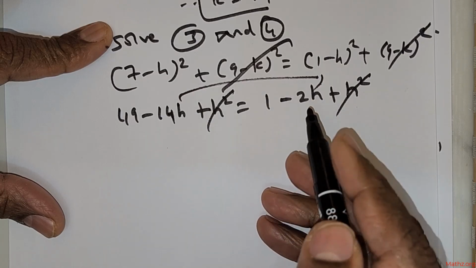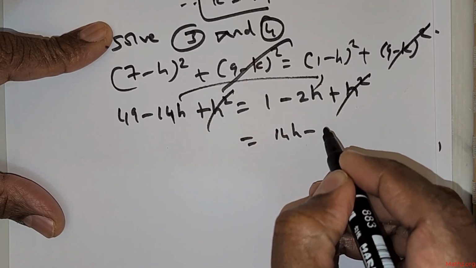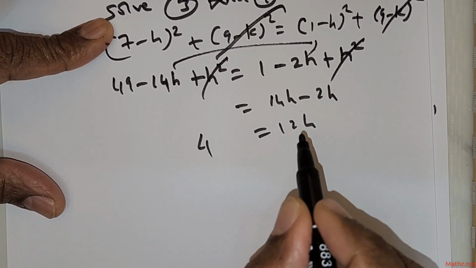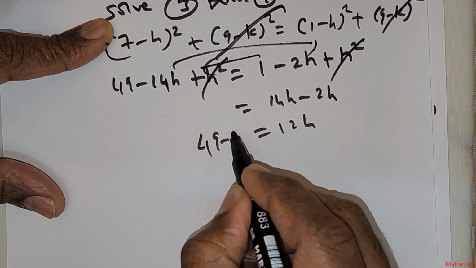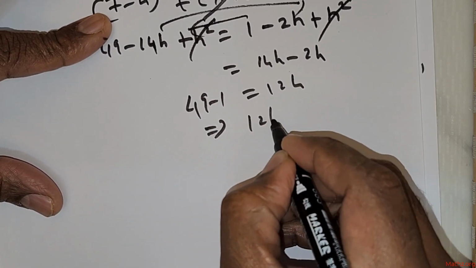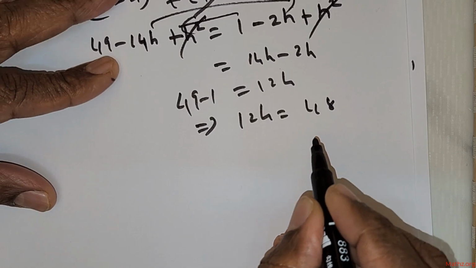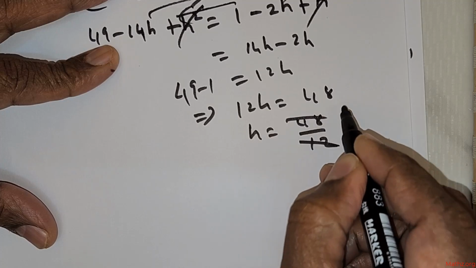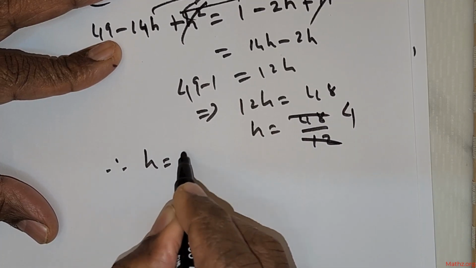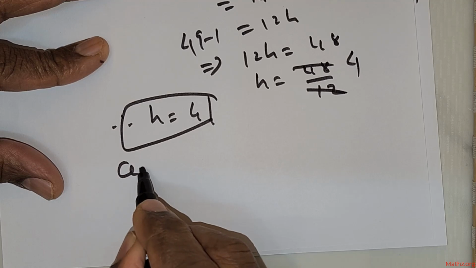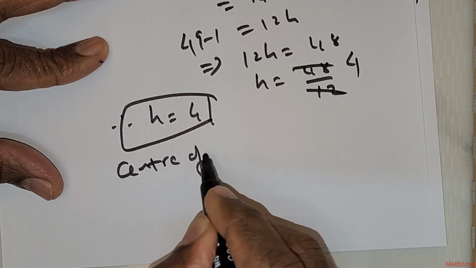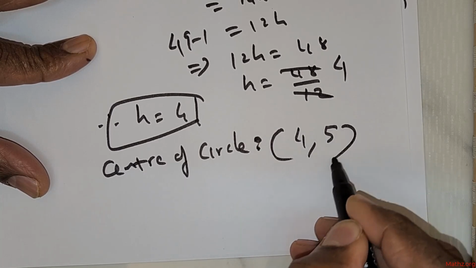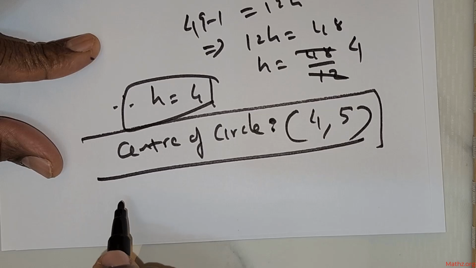I can push this to the other side. So you have −14h + 2h, that's going to be −12h. And I can push this one to the other side. So 49 minus 1. And I can rewrite this as 12h is equal to 48. So h is equal to 48 divided by 12. 12 divides 48 4 times. So therefore h is equal to 4. So we got the center of the circle. Center of the circle is what? 4, 5. So that's the important part.